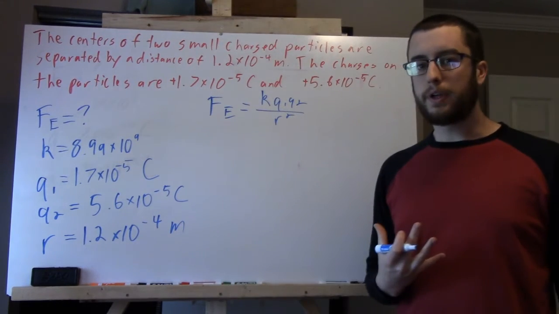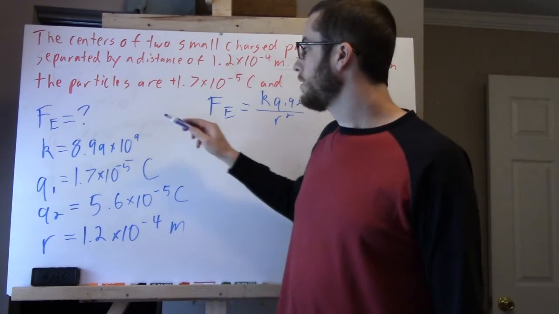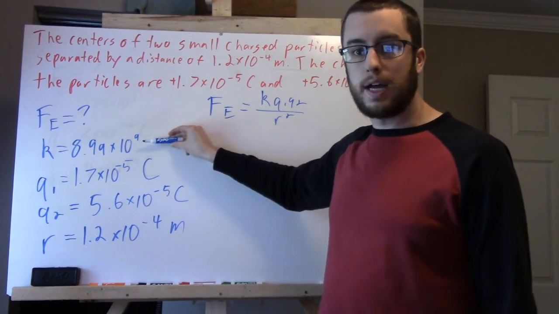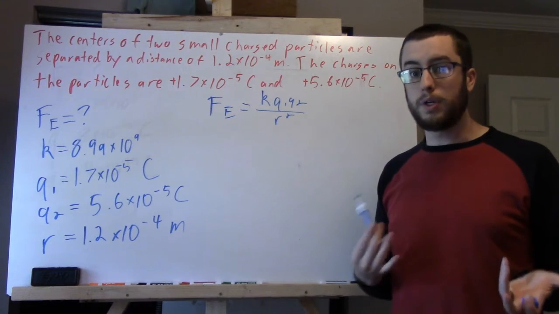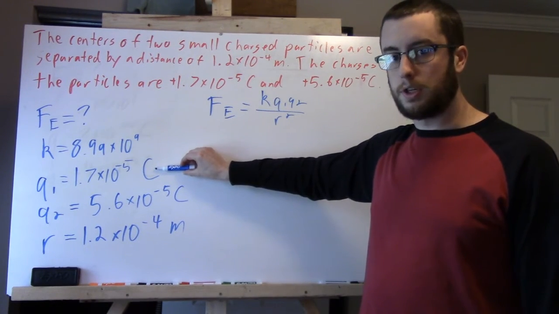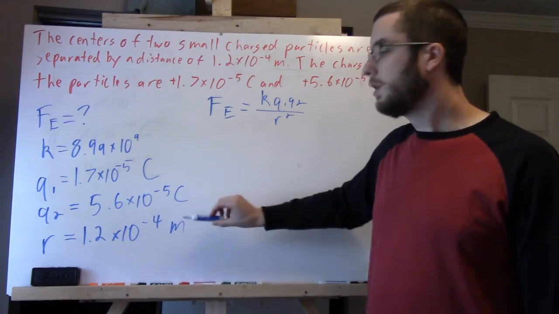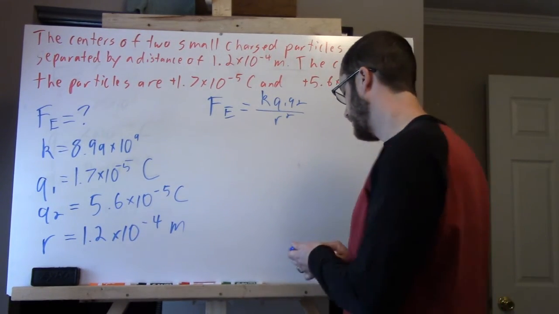So before we go to plug stuff in, let's make sure all of the units are correct. So k is the constant. We pulled that from the equation sheet, notes, internet, wherever. We know that's going to be correct. Q1 is in coulombs, which charges should be. Same thing with Q2. r is in meters, so we're good to go to simply plug the stuff in.